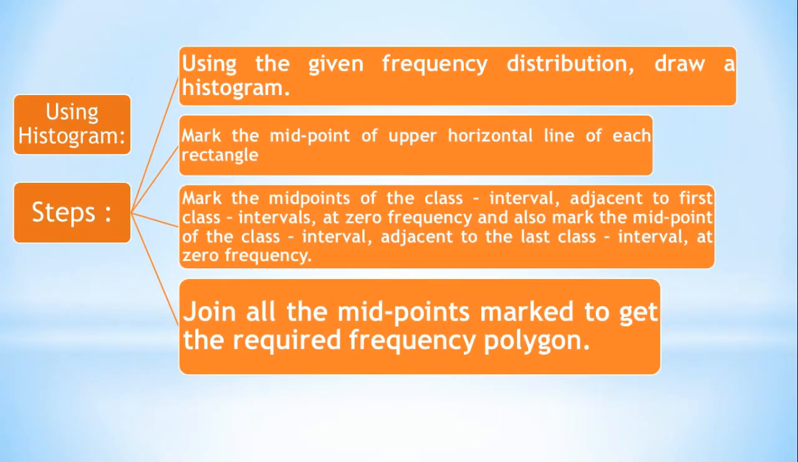The first one is using a histogram. In the first step, using the given frequency distribution, we have to draw a histogram. For this, the histogram should be ready. I hope you remember the steps to draw a histogram. Then we have to mark the midpoints of the upper horizontal line of each rectangle. We go on marking the midpoints. After marking the midpoints, the points should be joined. After joining all the midpoints, we obtain a frequency polygon.